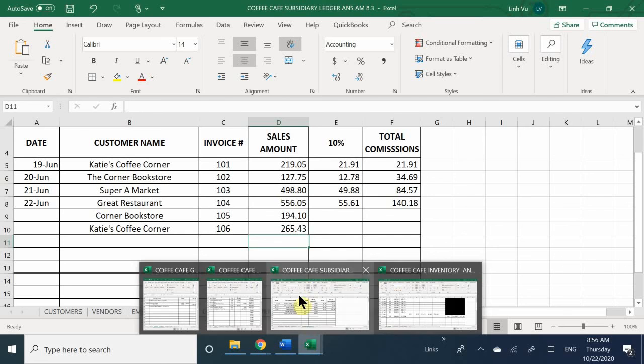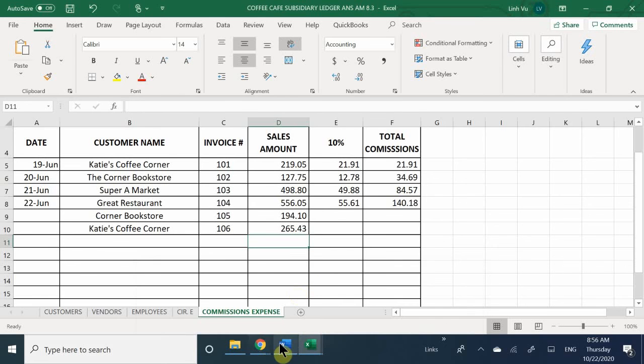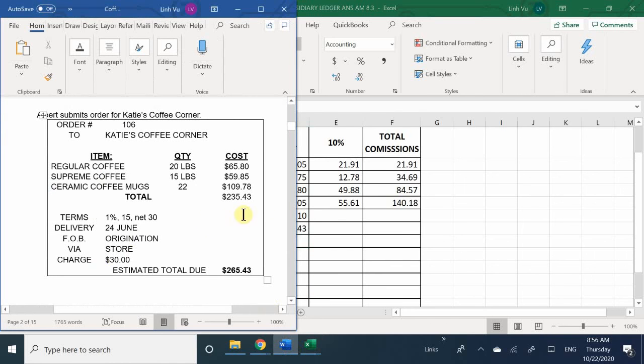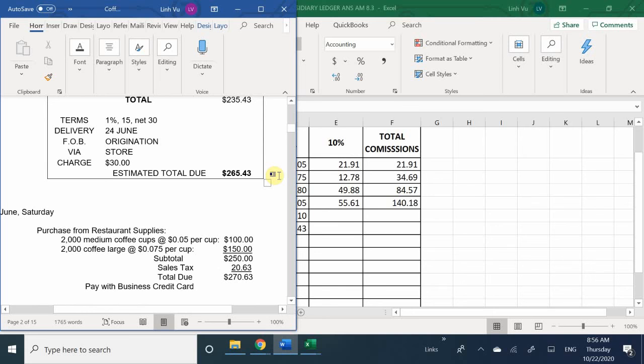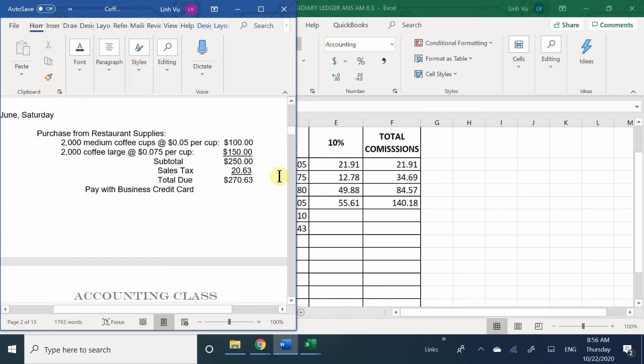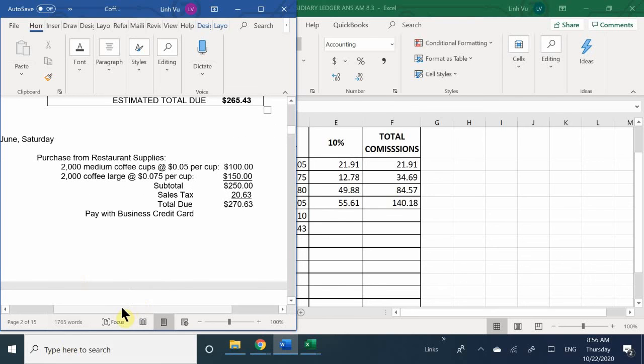Okay, good. So when are we expecting this to be delivered? June 24th. Good, with terms of net 30. We haven't delivered to this shop just yet, right? So it's a pending sale.